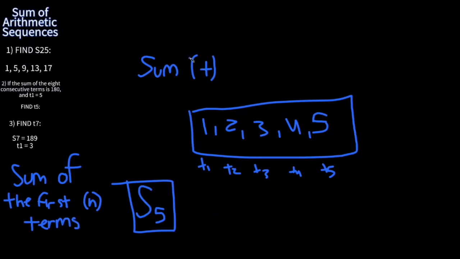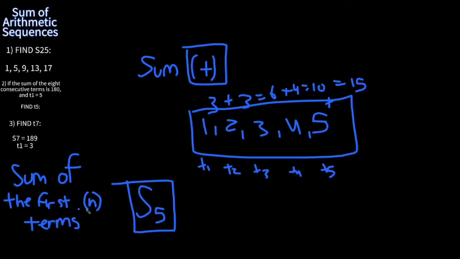So, as you identified, the sum is adding everything. If you want to add the first 5 terms, this is the first, second, third, fourth, and fifth. These are the first 5 terms of the sequence. So you add them. 1 plus 2 is 3. 3 plus 3 is 6. 6 plus 4 is 10. And 10 plus 5 is 15. And so the sum of the first n terms, or the sum of the first 5 terms, is equal to 15. So it's really simple.